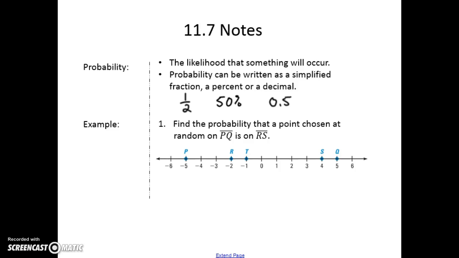And when we do probabilities, we do the likely outcome, or the desired outcome, we'll call it. Desired outcome, or favorable outcome, divided by all the possible outcomes.